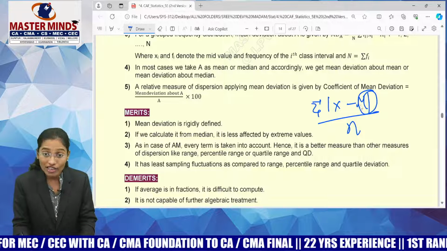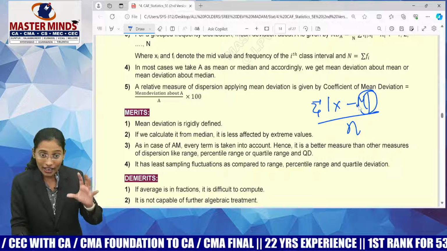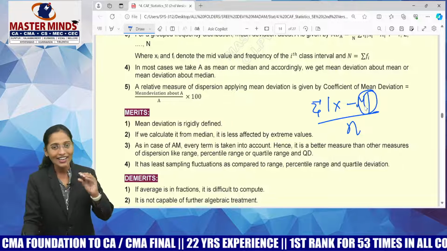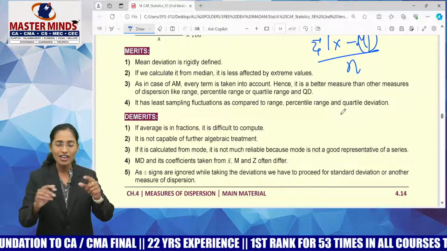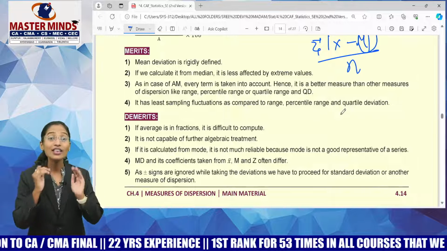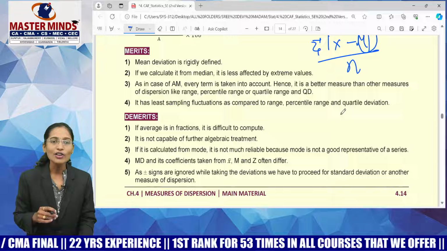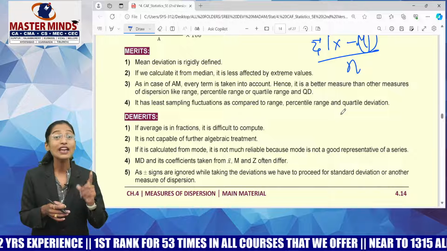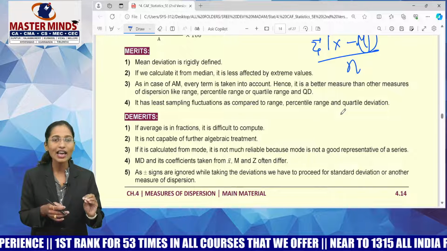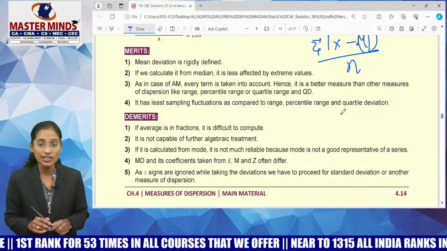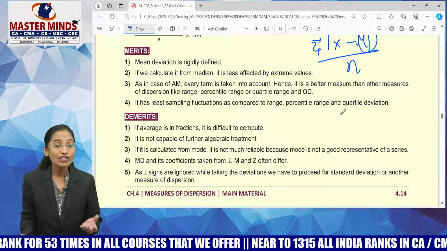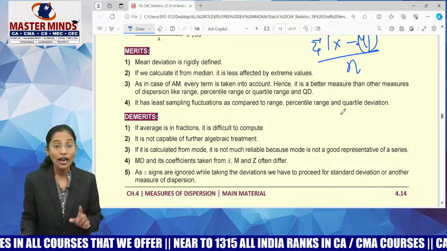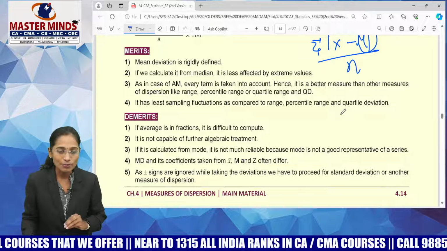So if your average is in terms of fractions, it is very difficult. It takes more time. Sometimes there's a chance of getting errors also, because we human beings make errors. It's a huge number, so substitution also takes a lot of time. In that hurry, instead of 2.52, if I write 2.25, I'll definitely get an error. So there is a difficulty in calculating mean deviation if the average is in terms of fractions. And there's no chance of calculating combined mean deviation, so it is not suitable for further algebraic treatment. And one more thing, what is the use of measures of dispersion, guys?